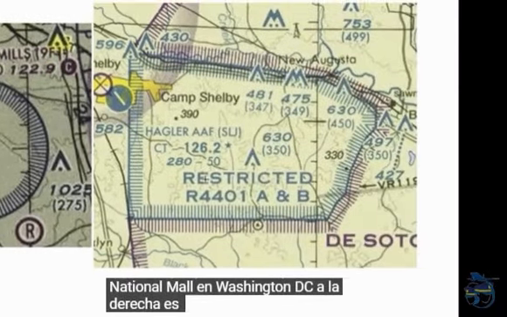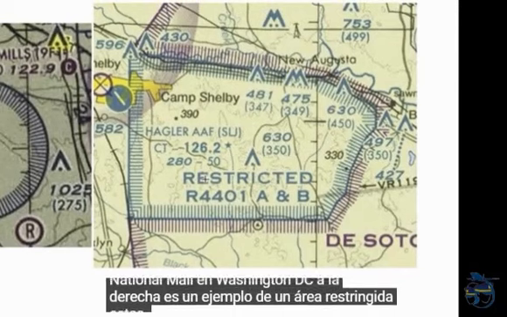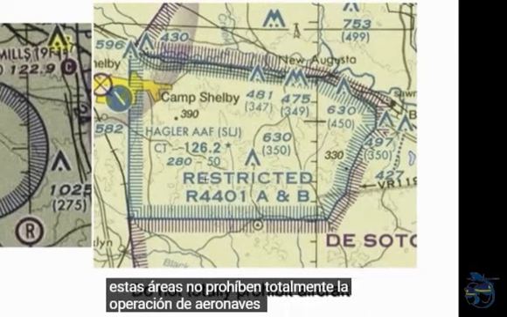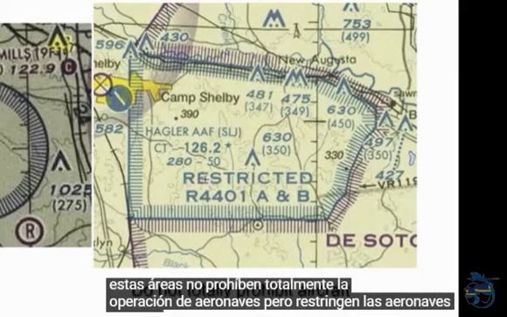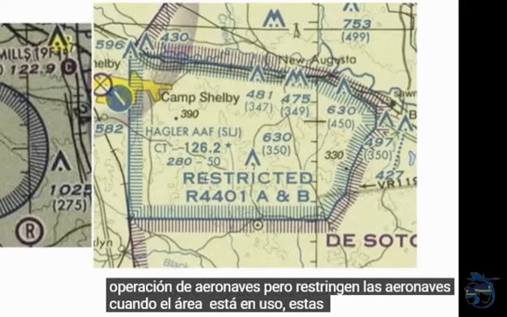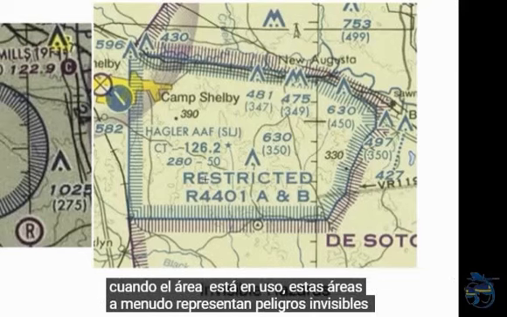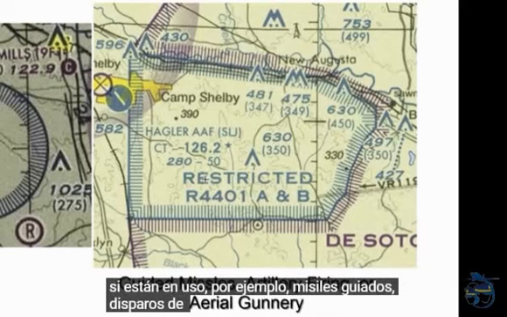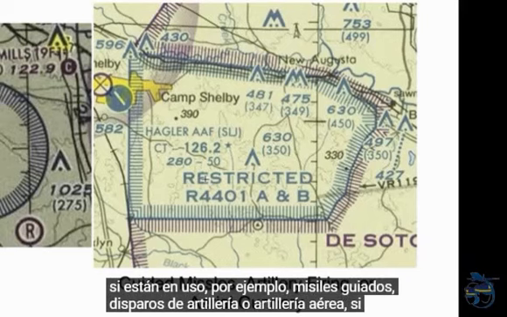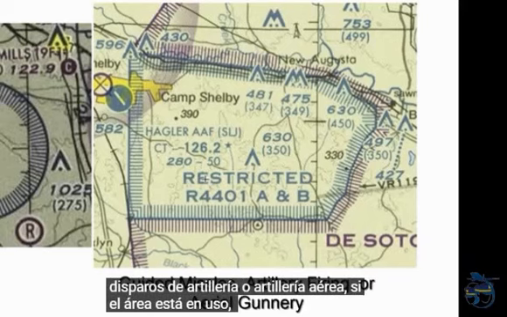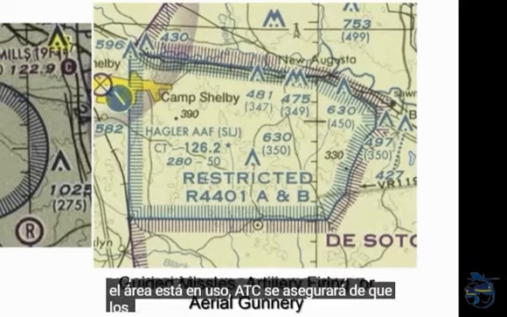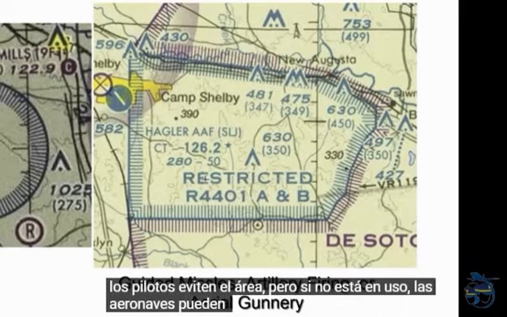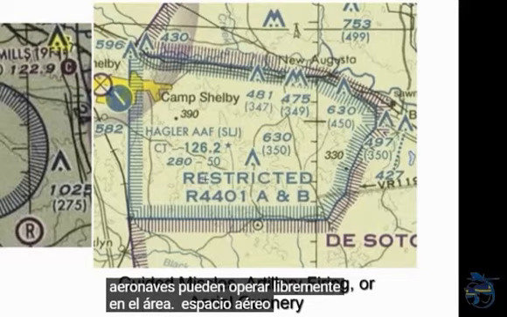To the right is an example of a restricted area. These areas do not totally prohibit aircraft operation, but restrict aircraft when the area is in use. These areas often pose invisible hazards to pilots if in use, for example, guided missiles, artillery firing, or aerial gunnery. If the area is in use, ATC will make sure pilots avoid the area, but if not in use, aircraft are allowed to freely operate in the airspace.